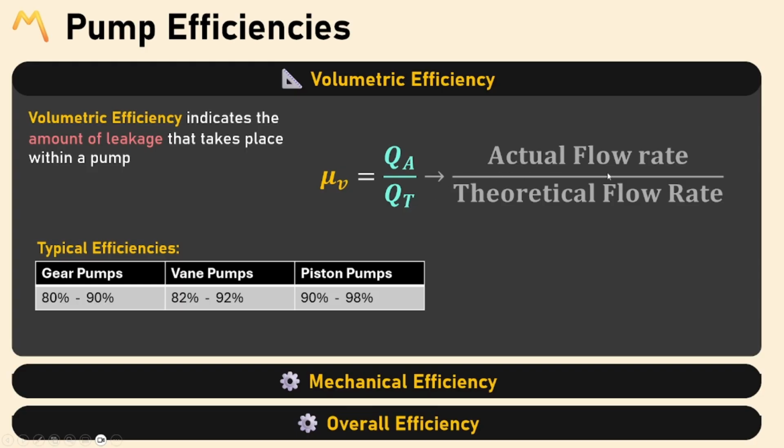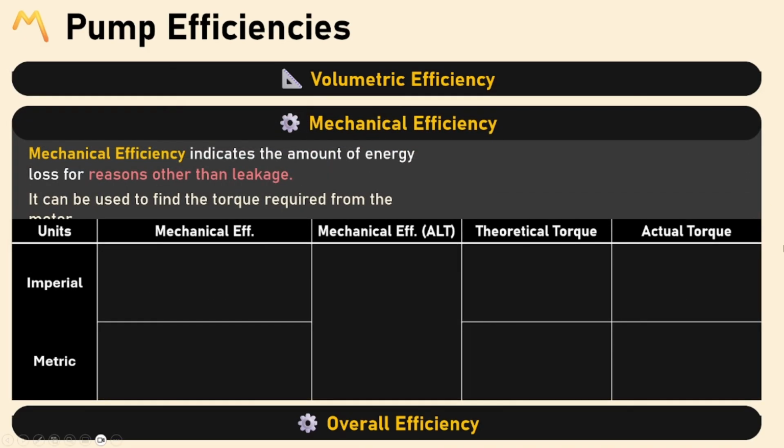It is found by taking the actual flow rate of the pump, Q sub A, which is found experimentally, and dividing it by the theoretical flow rate of the pump, Q sub T, which is found mathematically using the equations from the previous videos. Looking at some typical efficiencies, we can see that gear pumps and vane pumps fall in this roughly 80 to 90% range, while piston pumps are highly efficient. There is very little leakage within piston pumps.